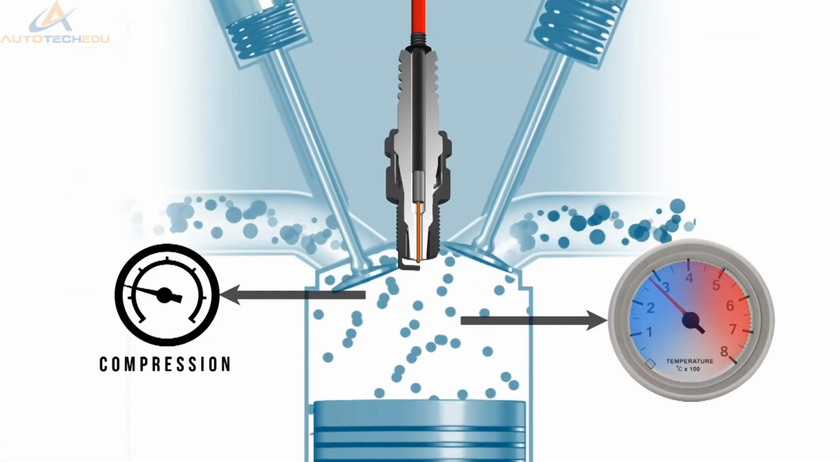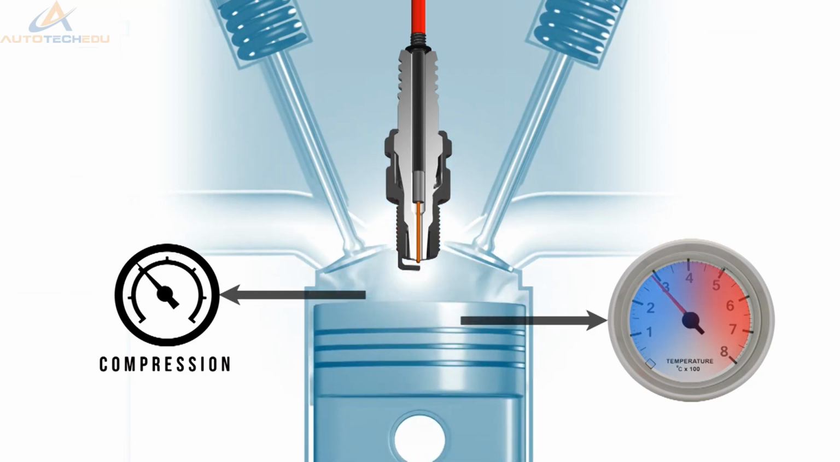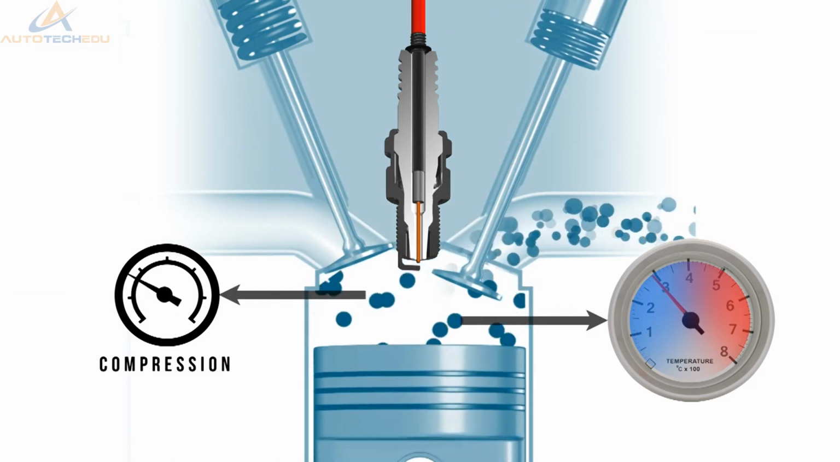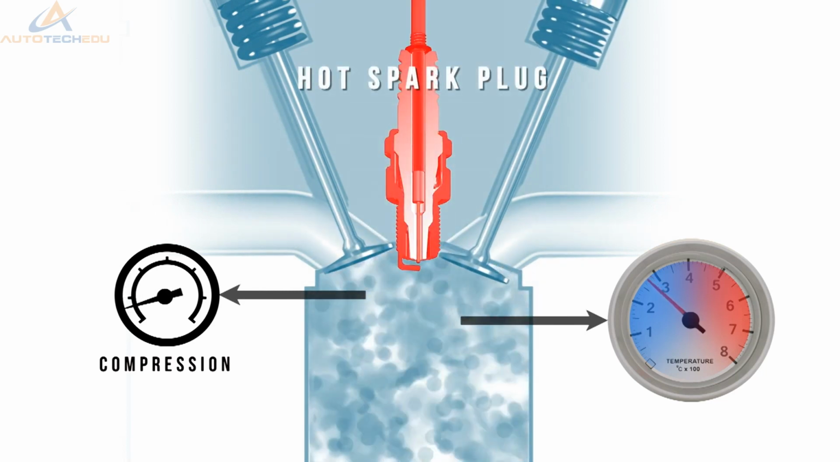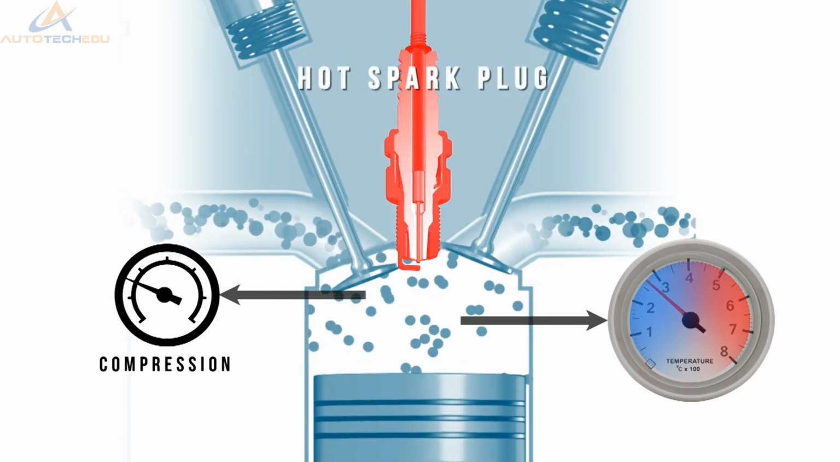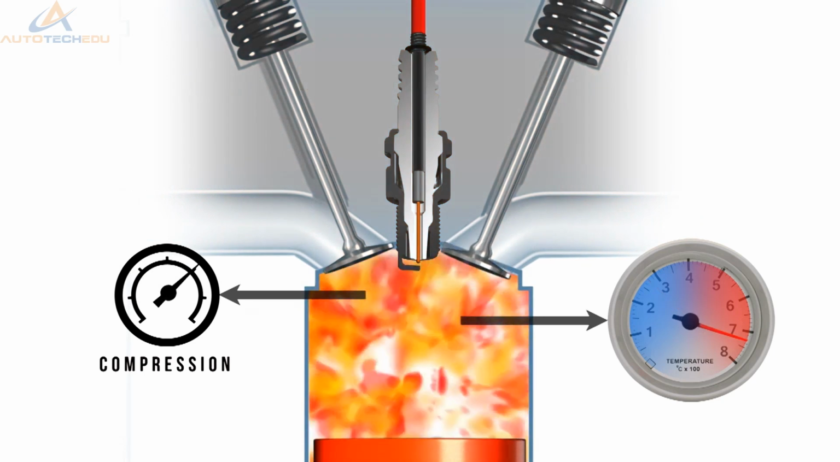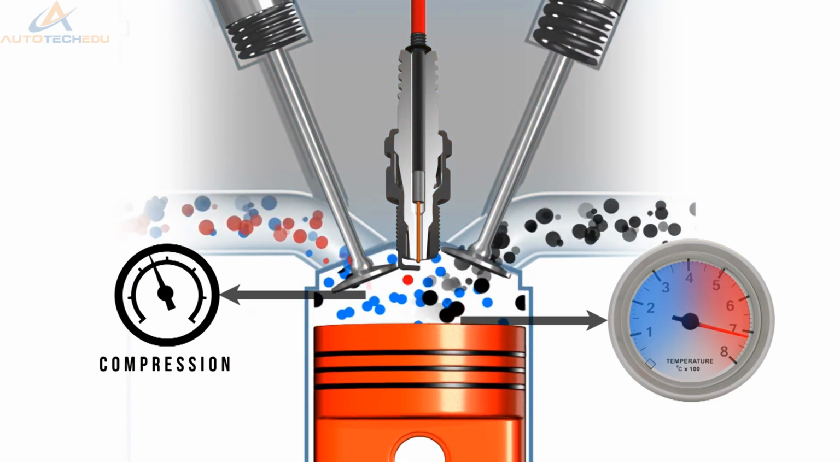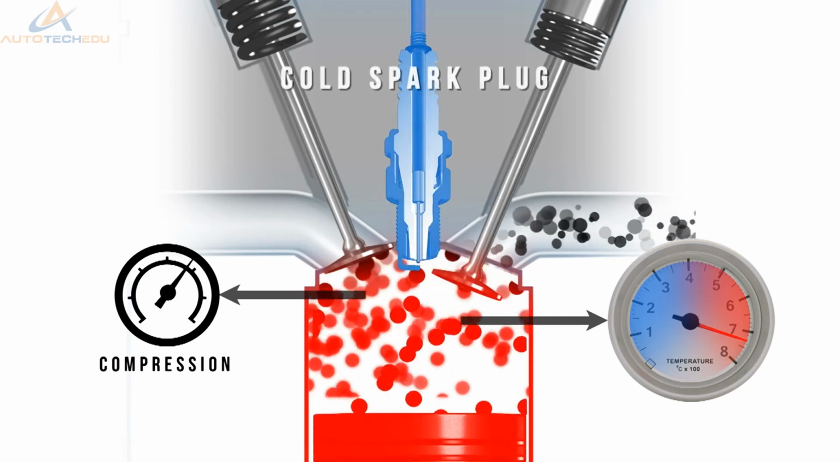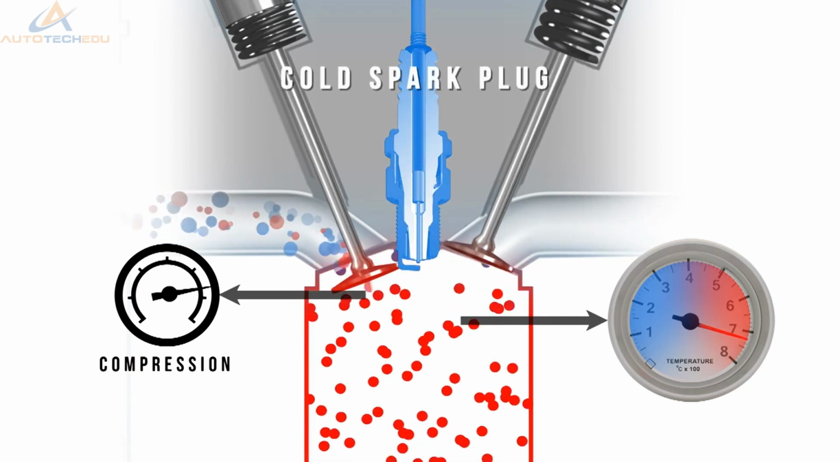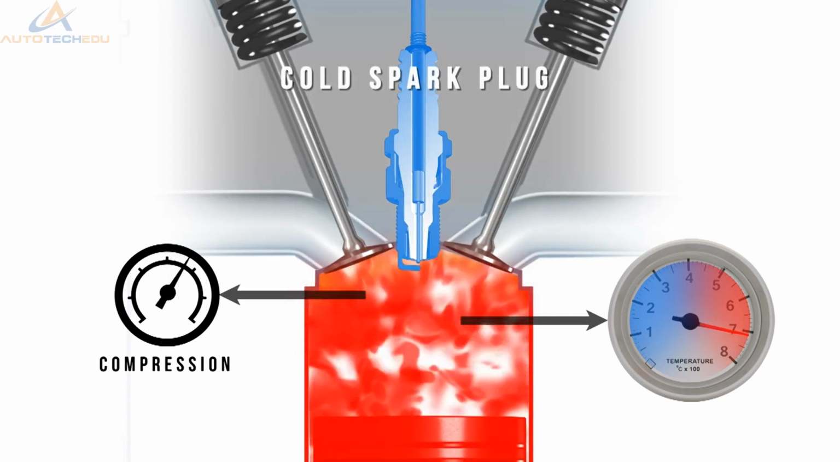Generally, lower compression engines don't produce a large amount of combustion heat. Hence, they use a hot spark plug. This means the spark plug will heat up easily and reach its optimal operating temperature faster. High-performance engines, on the other hand, produce a large amount of heat, so a cold spark plug needs to be used to resist the heat produced within the combustion chamber.